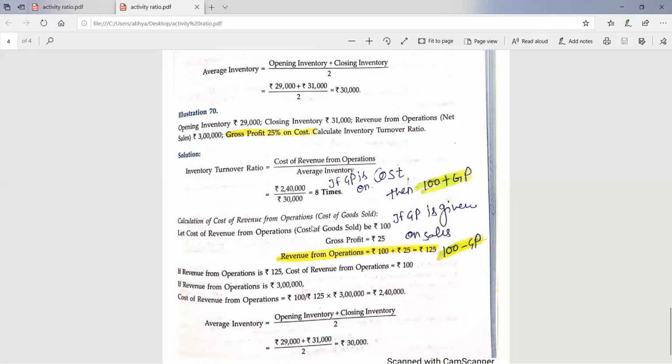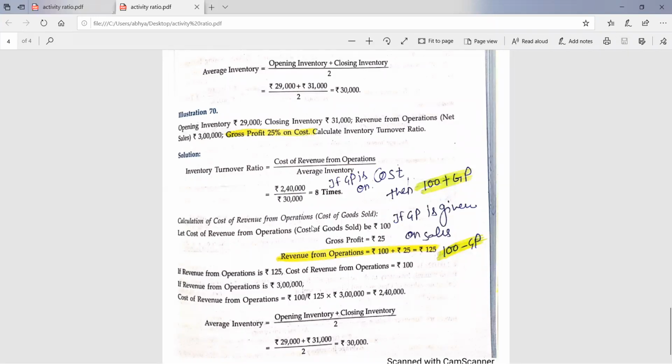If in the question RFO is given and GP is given on cost, means the two terms are not the same. Sales are given and GP is given on cost, or cost is given and GP is given on sale. So these two tricks you can use. If GP is given on cost and the sales are given in the question, then 100 plus GP. And if GP is given on sales and the COGS is given in the question, then 100 minus GP.